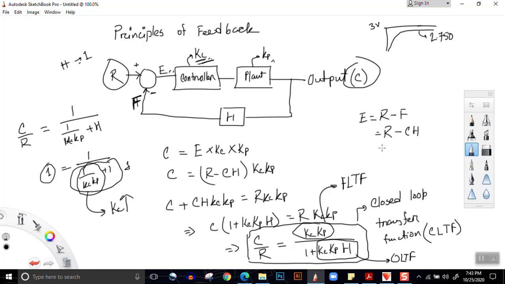Now, here there is another takeaway. What we can do is, we know E is equal to R minus F, or R minus CH.